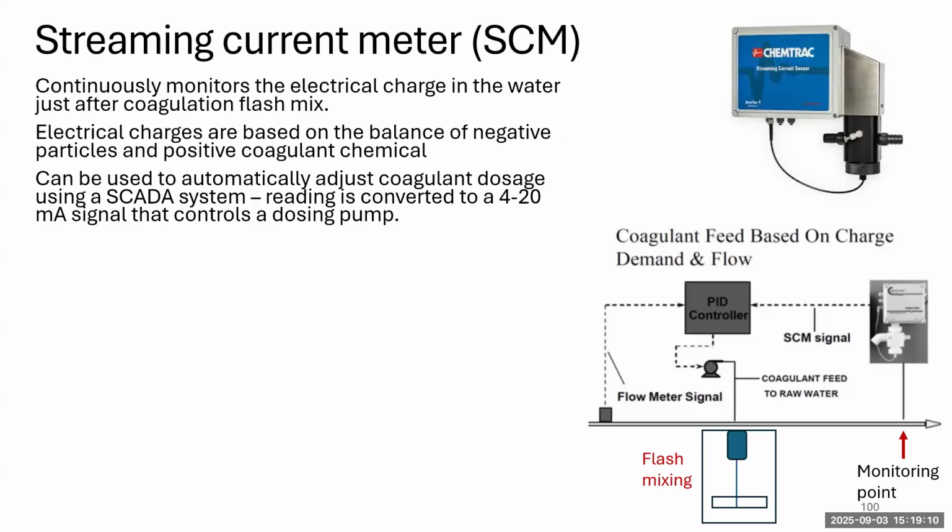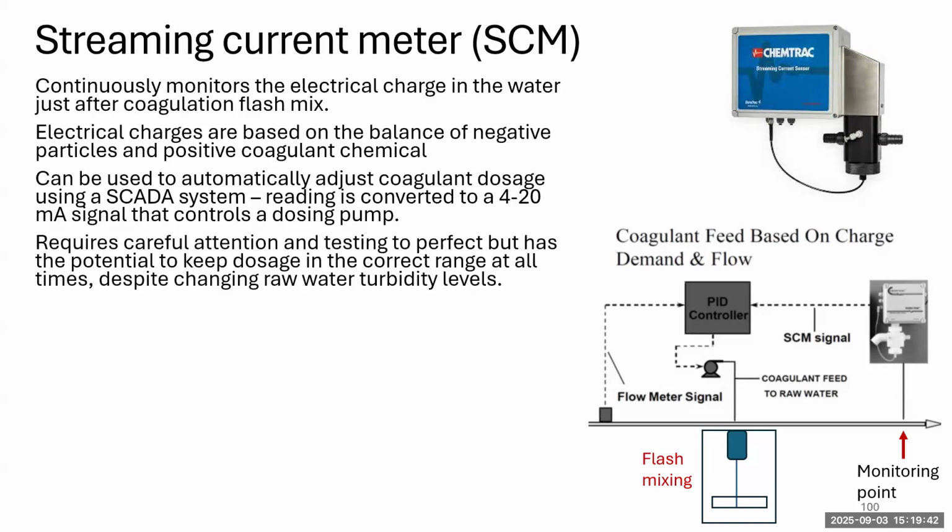Just downstream, if you look on the right-hand side of your screen, that image on the bottom, to the right of that, the water is flowing out of the flash mixing process. Just shortly downstream, you have your monitoring point. You want it as close as possible to that. Obviously, you don't want it right in the flash mixing compartment, but just downstream of that, that'll give the machine a good measurement of what is the balance between the negatively charged particles and the positively charged coagulant.